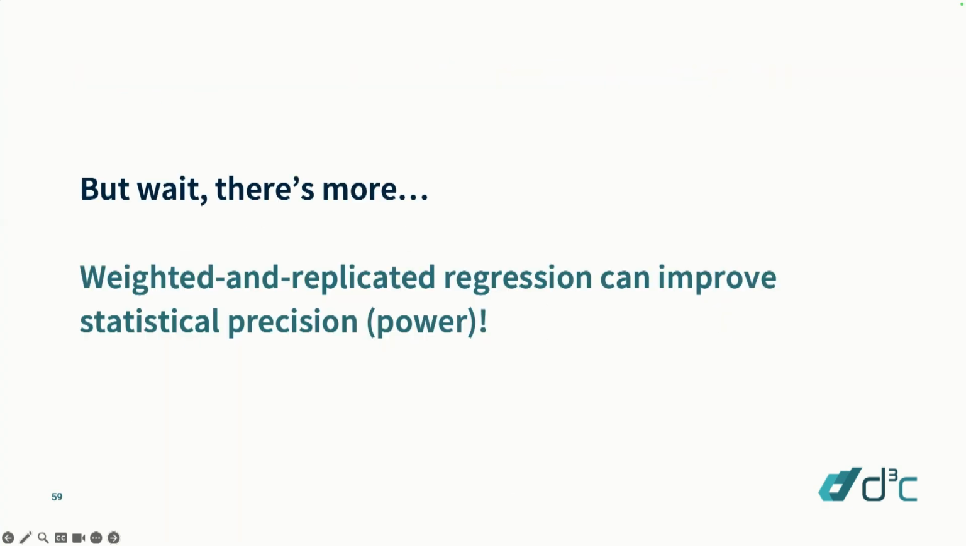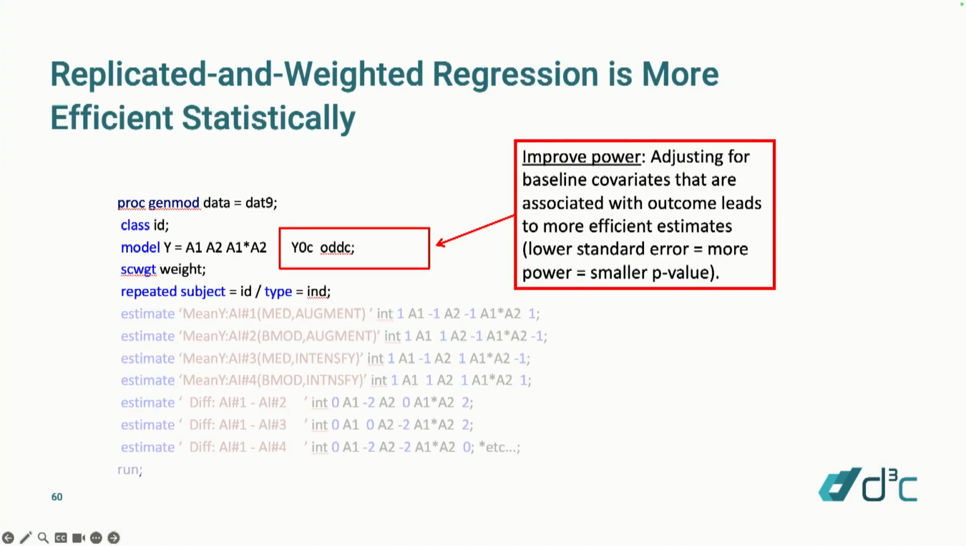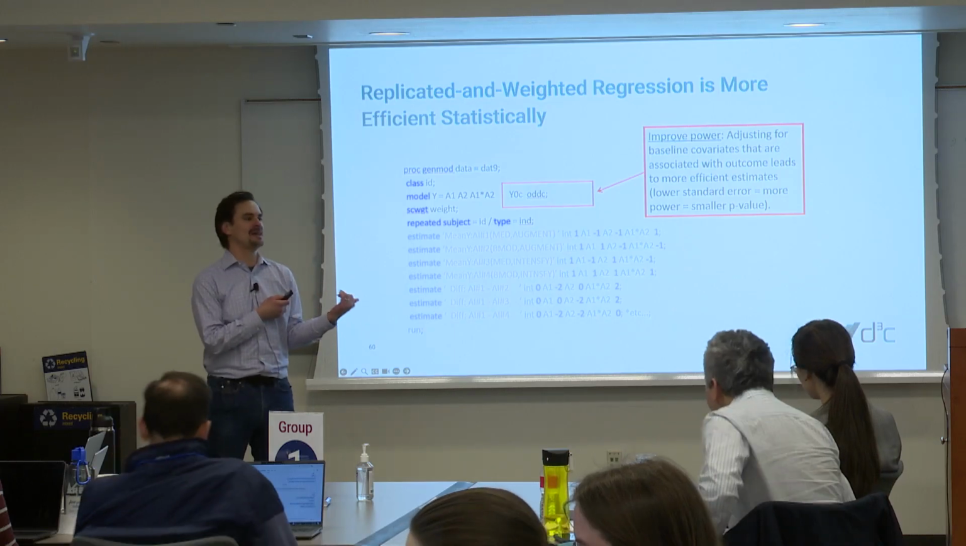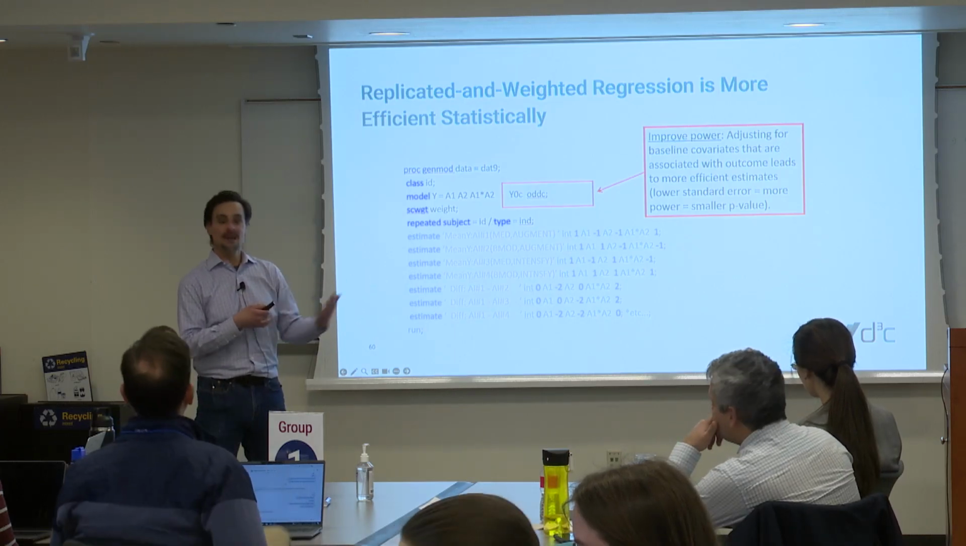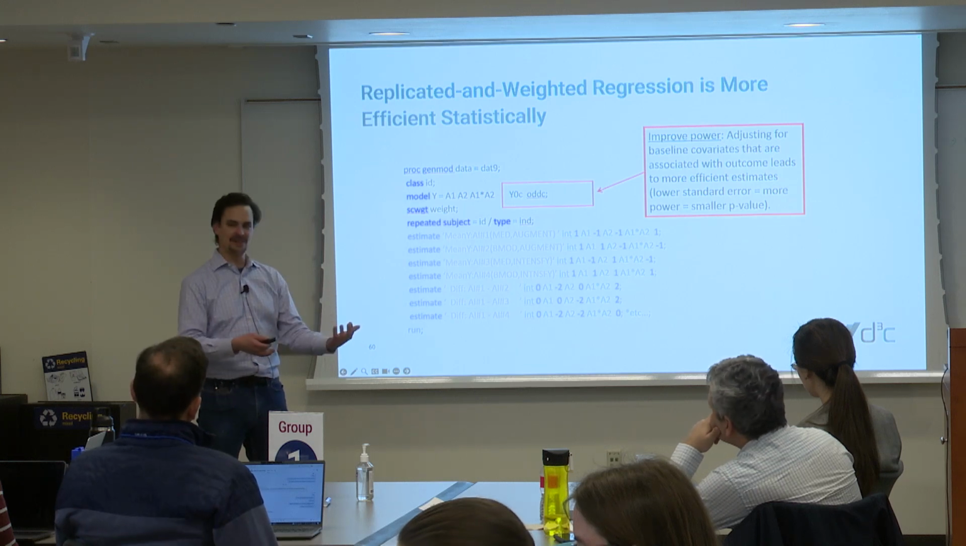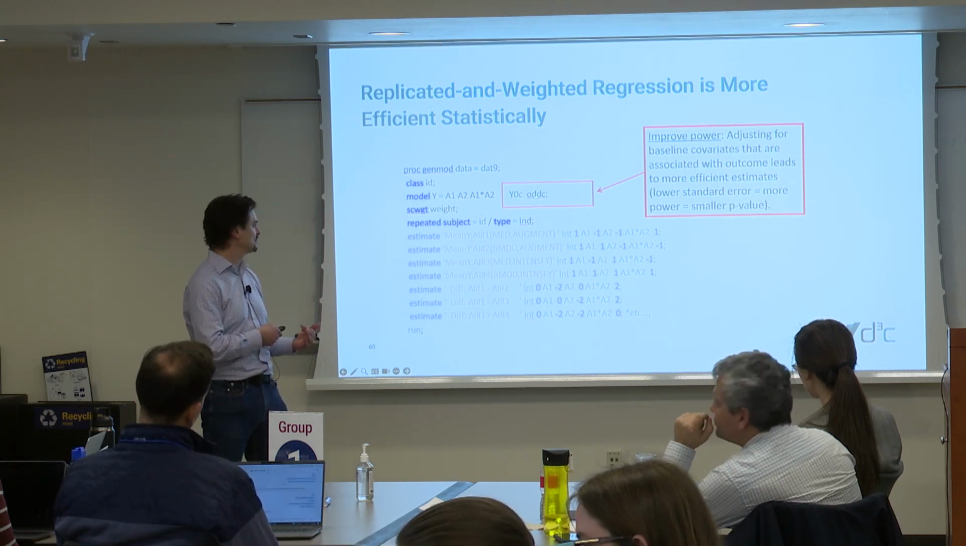All right, but wait, there's more. It's like a commercial, right? Weighted and replicated, there's one more thing it allows you to do. I can put in covariates. So I can do everything you wanted to do earlier. If I anticipated oppositional defiant disorder being highly associated with school performance, when I pre-specified my analysis in the grant, I would have adjusted for oppositional defiant disorder.